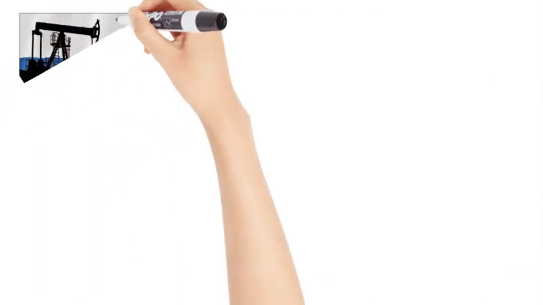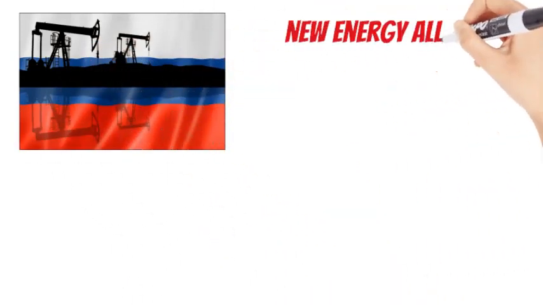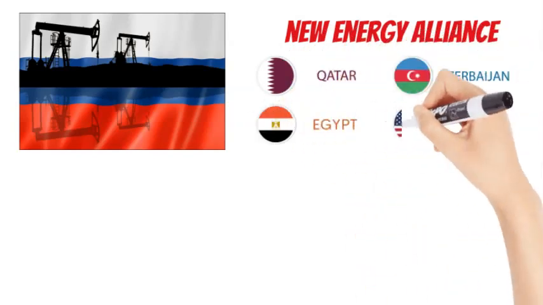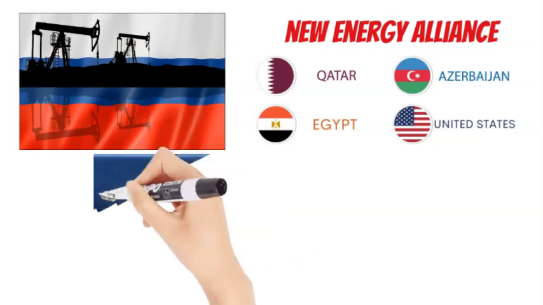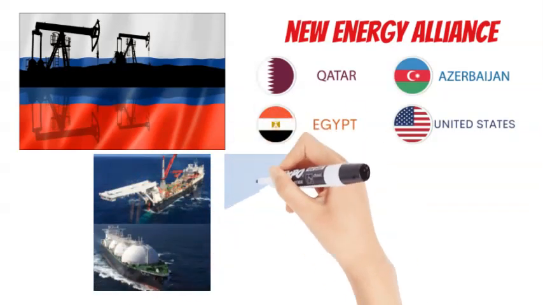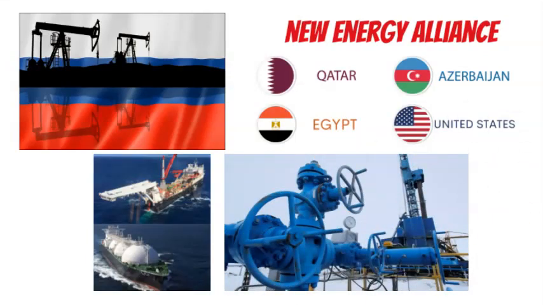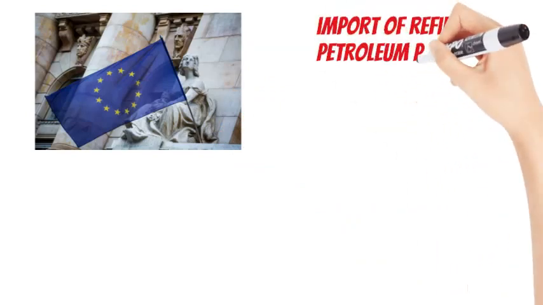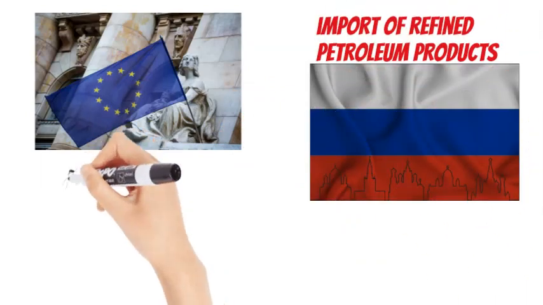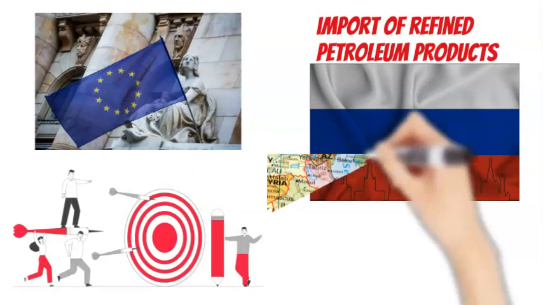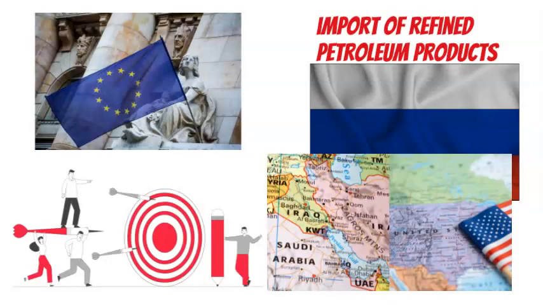In order to lessen its reliance on Russian oil and gas, the European Union has established new energy alliances with nations like Qatar, Egypt, Azerbaijan, and the US. Despite continuing gas imports from the Turkish Stream and LNG, the EU has successfully decreased its dependency on Russian energy supplies. The European Union is preparing to restrict the import of refined petroleum products from Russia. They intend to accomplish this goal by boosting the number of commodities that they bring in from the Middle East, as well as the United States.